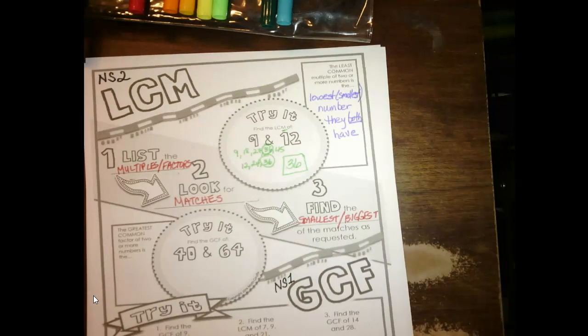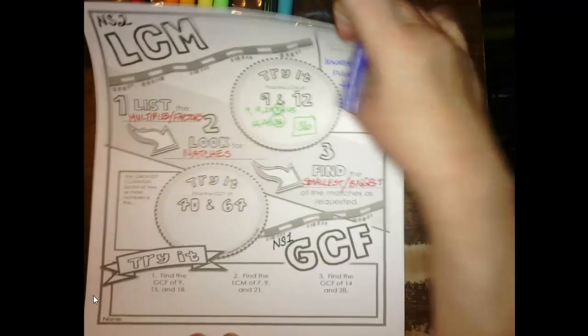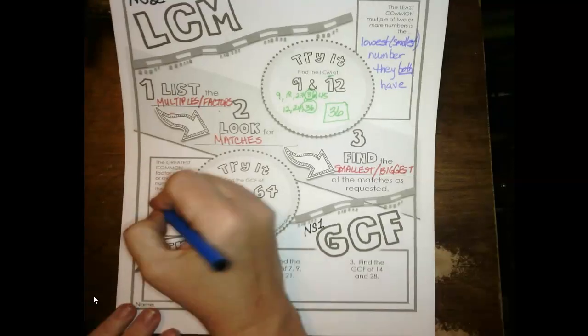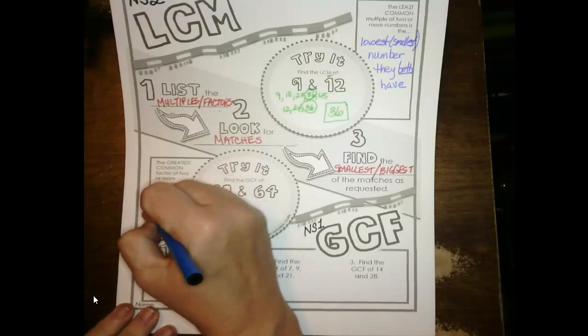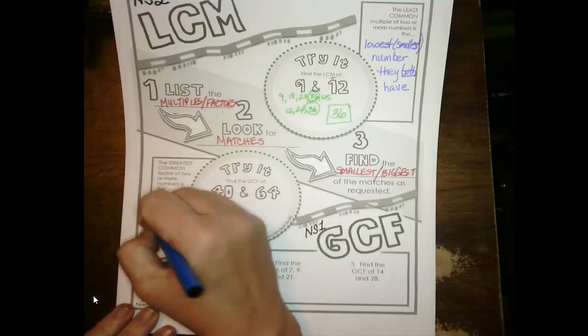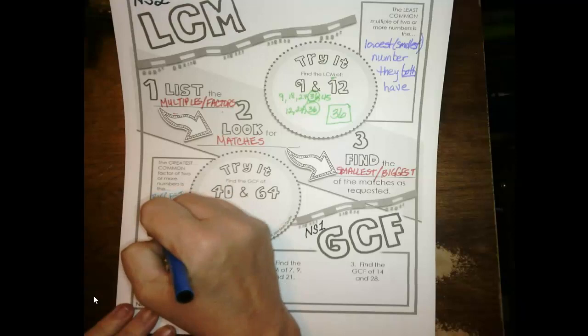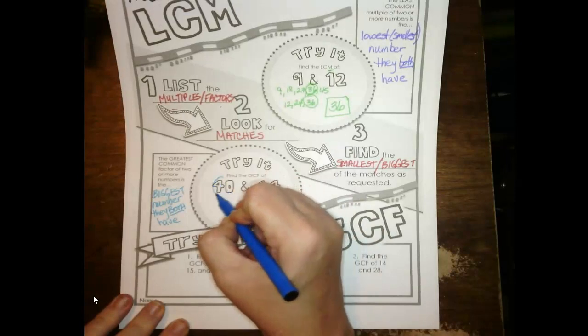You know what? I told you I was going to do GCF first and then LCM. Oh well. So I wasn't paying attention. And so let's do GCF. This should be just a quick review for you because we've done GCF. So remember that the greatest common factor of 2 or more numbers is the biggest number they both have. Okay, so our factors for 40, I'm just going to do this.